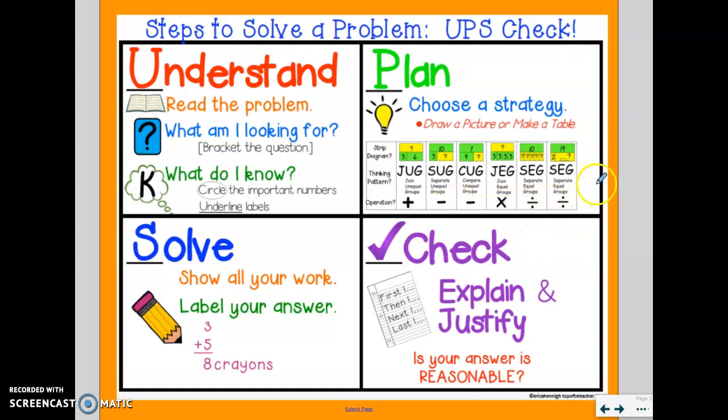Remember, if it's a multi-step problem, you probably are going to have multiple steps you need to do. Then you're going to solve your problem and show all of your work. And then finally, you're going to check your work, make sure your answer is reasonable.